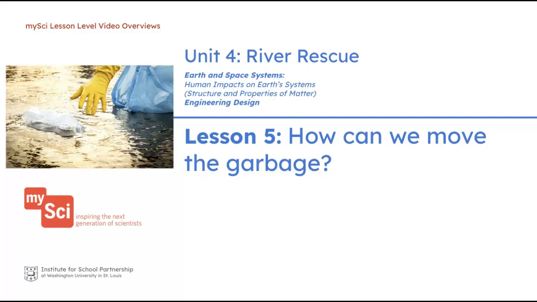In the last section, students investigated the problem of garbage pollution in the Mississippi River. They used cause and effect to determine that humans cause garbage pollution and that garbage pollution harms other living things. They also investigated and sorted different types of garbage pollution based on observable properties.